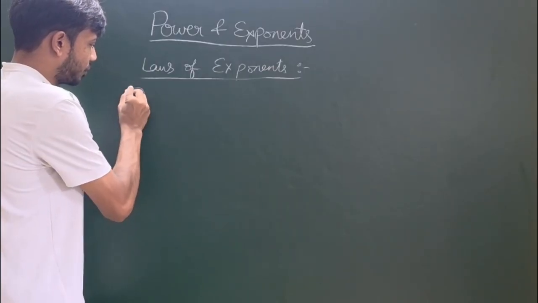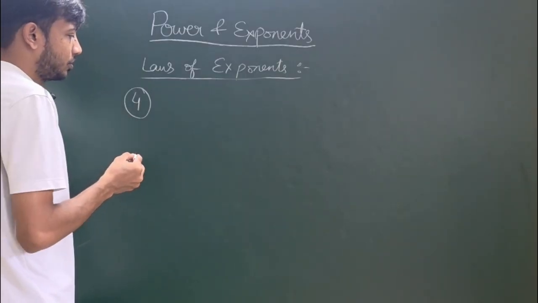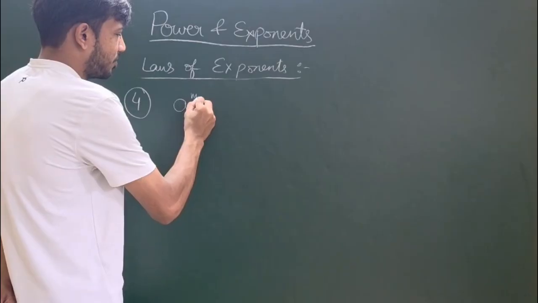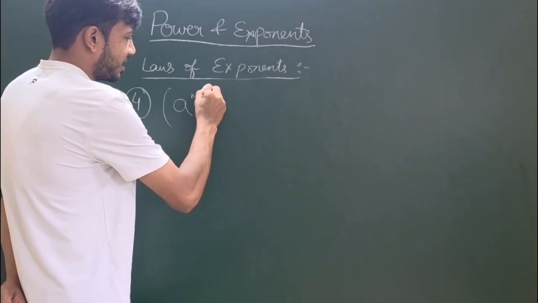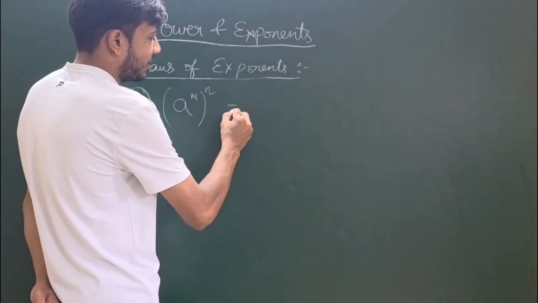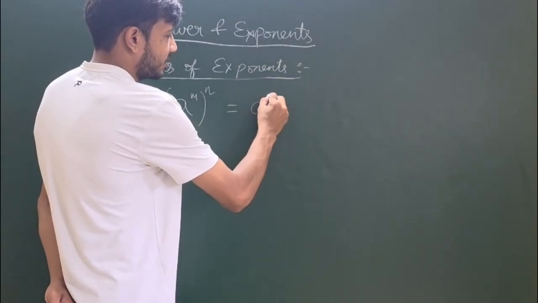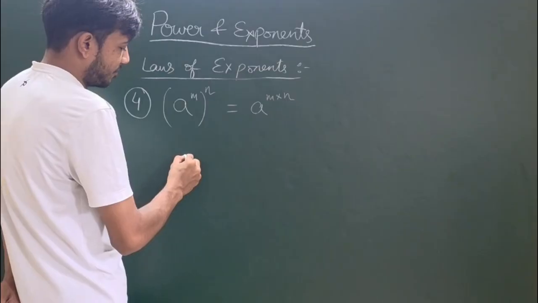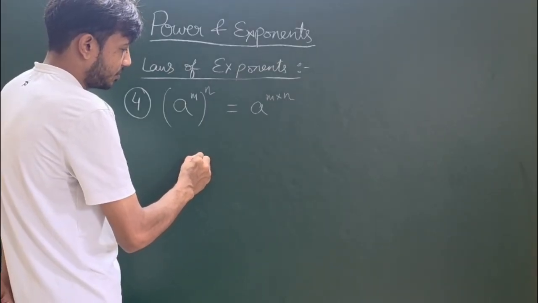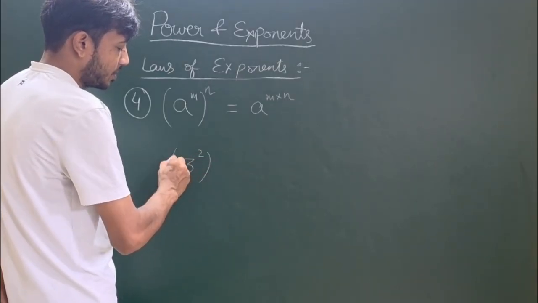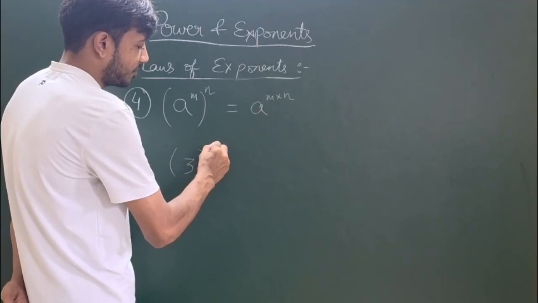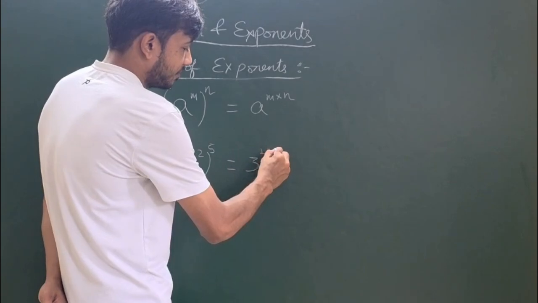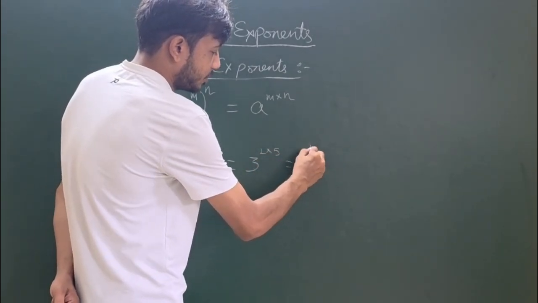Now rule number 4, the fourth law. It states that if any base has a power m and is again raised to a power n, then we can conclude the same base is taken with the powers multiplied. For example, if we say 3 to the power 2 is raised to another power of 5, then we can say 3 to the power 2 into 5, that is equal to 3 to the power 10.